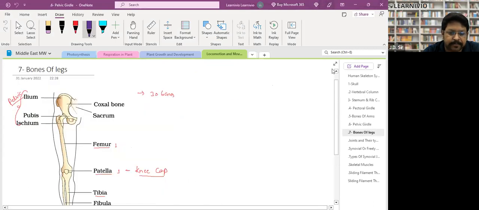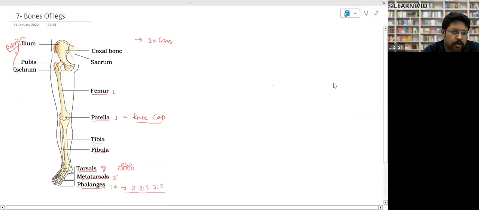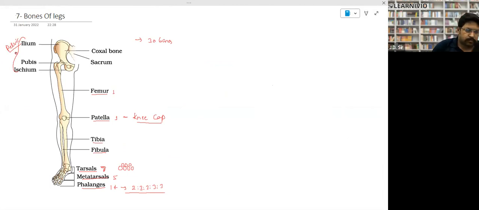Bones of the legs. So how many bones are there in the leg? Total 30 bones, same as the hand. The pelvic bones, ilium, pubis, and ischium, we have already covered that, right? They are not part of this one; they are part of the hip bone or innominate bone, right? Then the first bone of the leg is the femur.